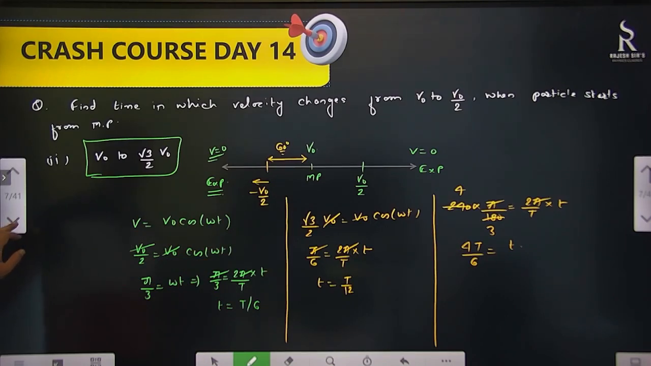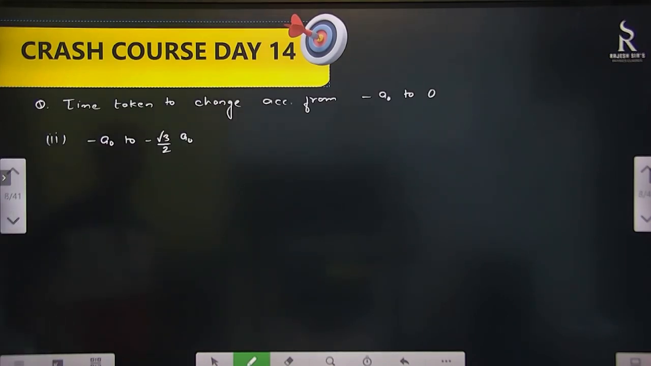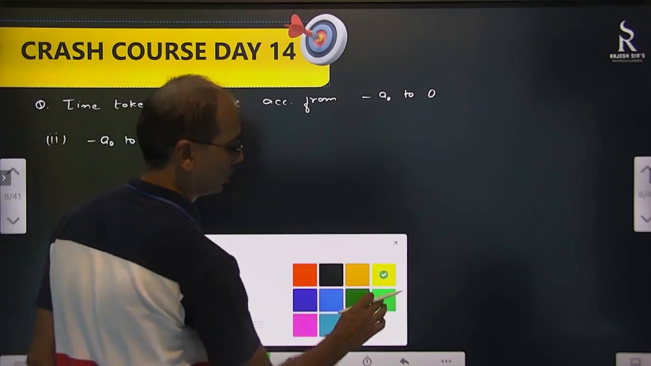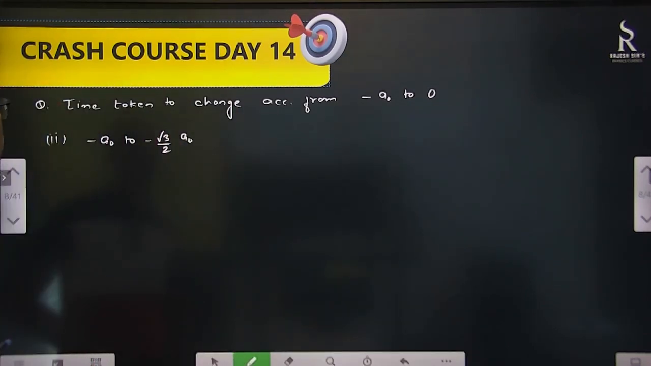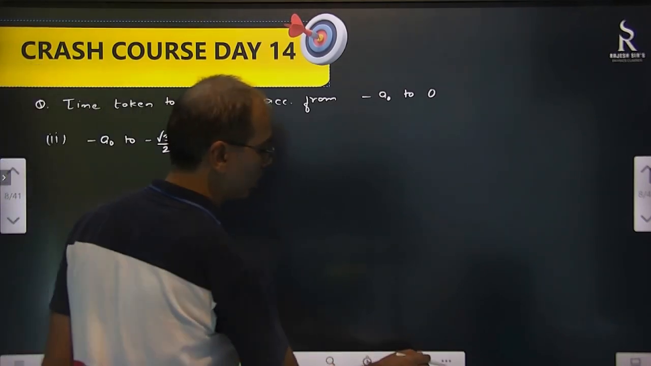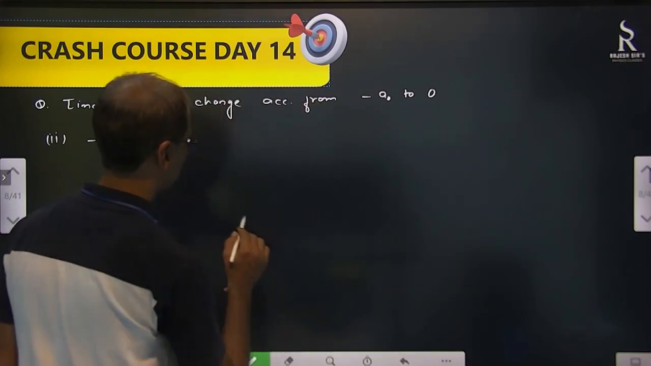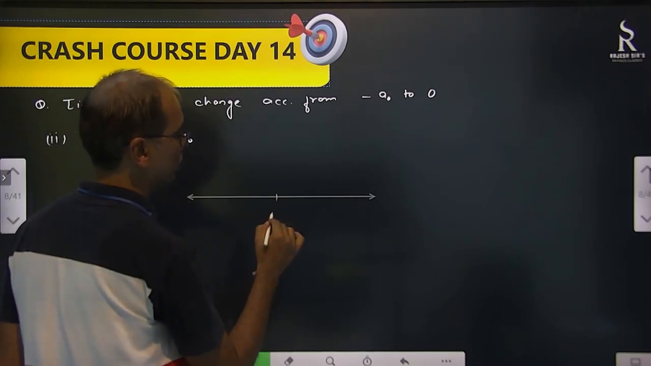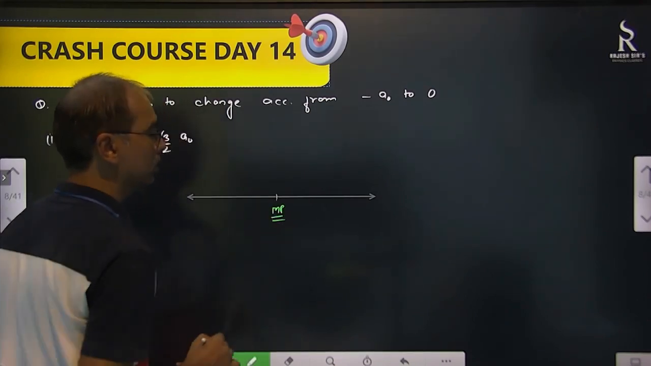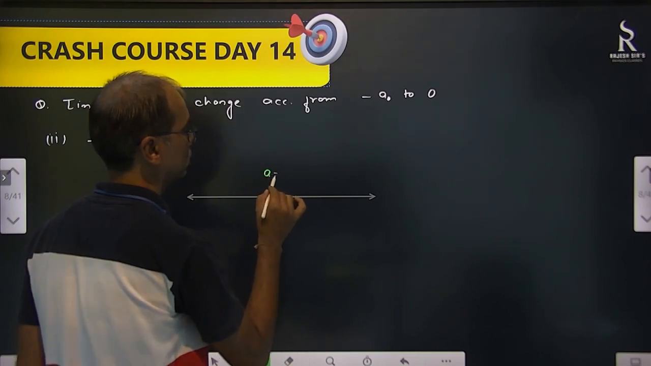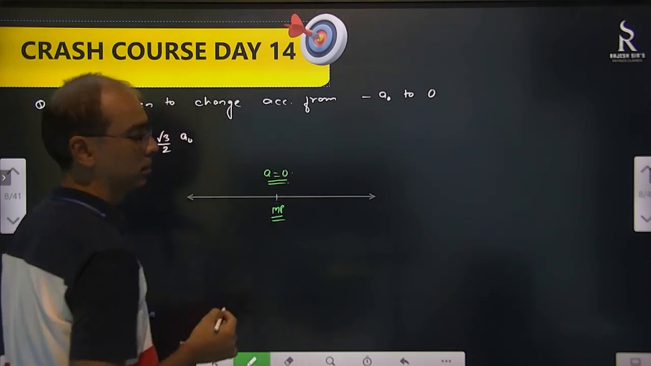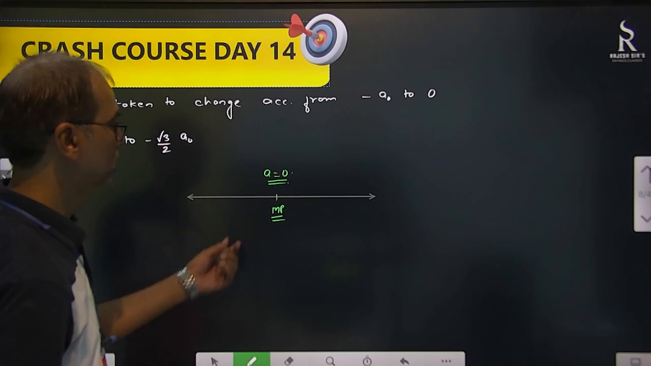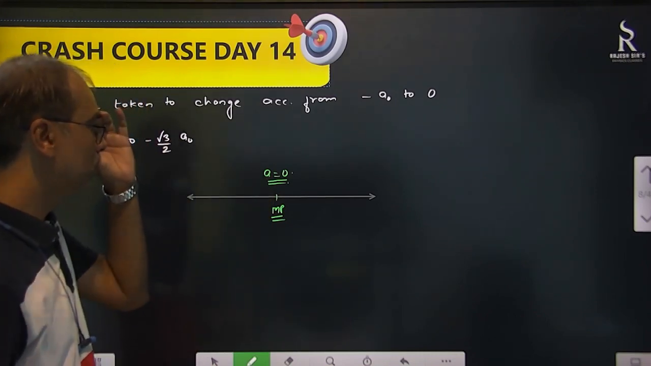Then what next? Next is for acceleration. Let's see that also. Time taken to change acceleration from minus a naught to 0. Minus a naught to 0 means what? Let's understand. This is the mean position. Now at mean position, what is acceleration? Acceleration is 0 at mean position. Sine function, no? Sine 0 is 0. So acceleration is 0 at mean position.